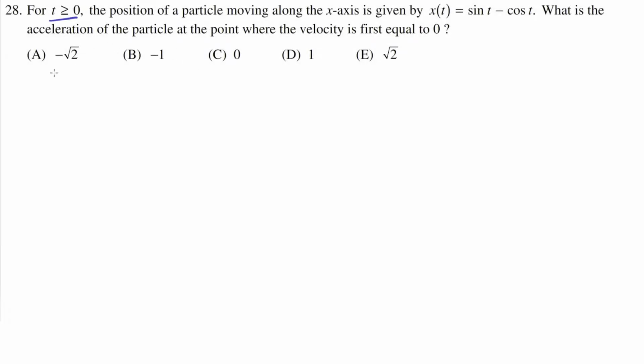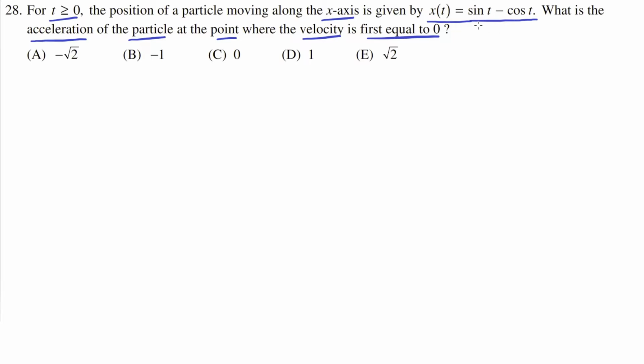For t greater than or equal to 0, the position of a particle moving along the x-axis is given by this function here, x of t. What is the acceleration of the particle at the point where the velocity is first equal to 0?